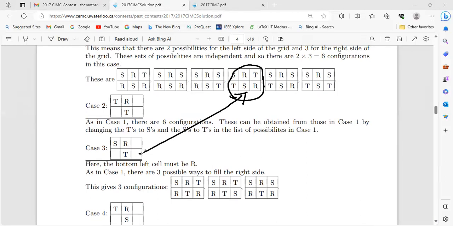Because you can't put the T beside this T, or you'll get two T's beside each other, or two S's, isn't it? Yeah, if you put S here, then these two are touching. But if you put T here, these two are touching. So you have to put R there and R S here or R here. And then here you can put whatever you didn't put here.